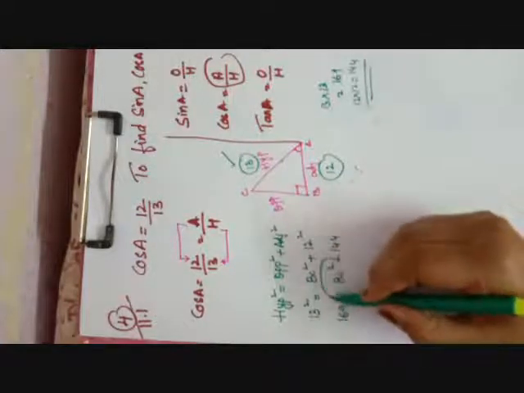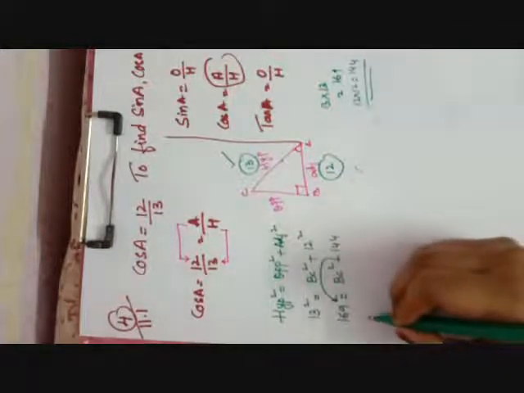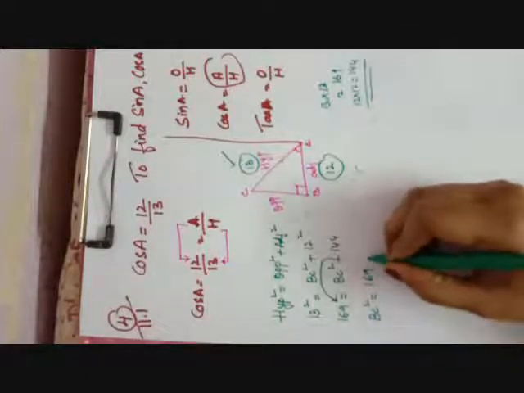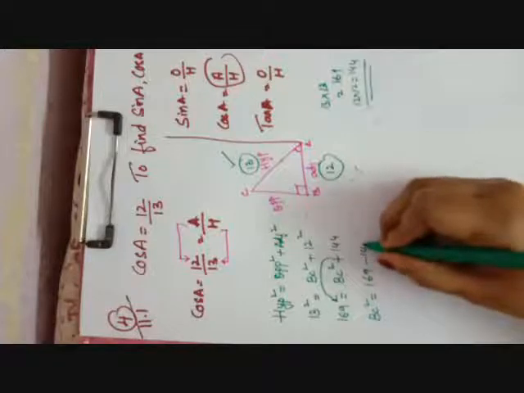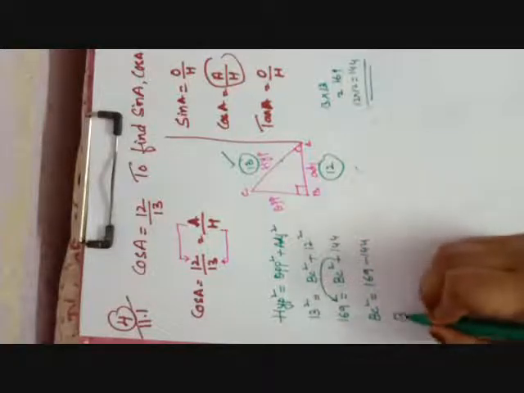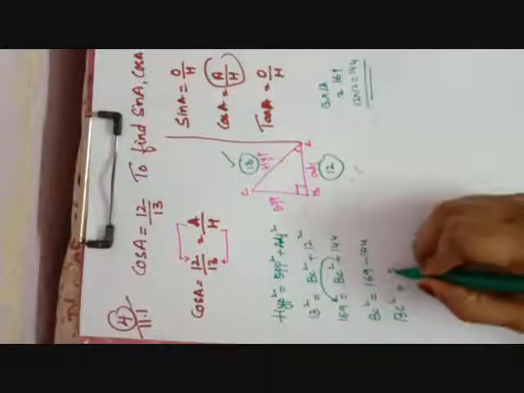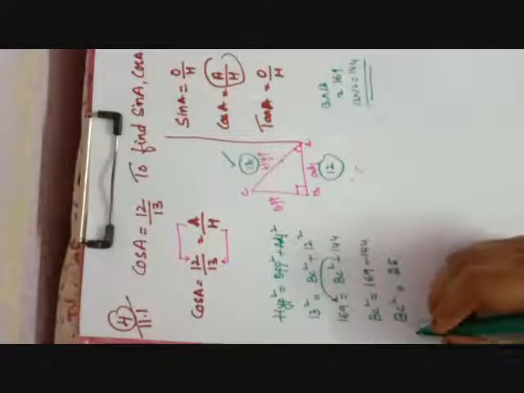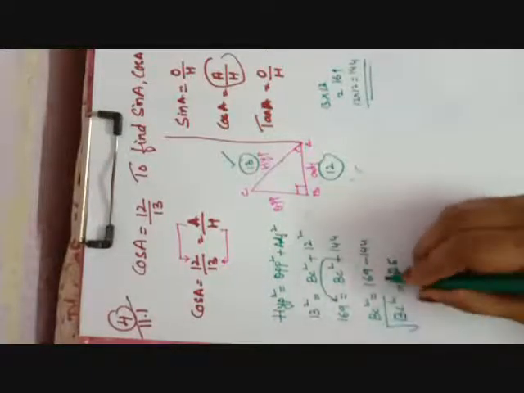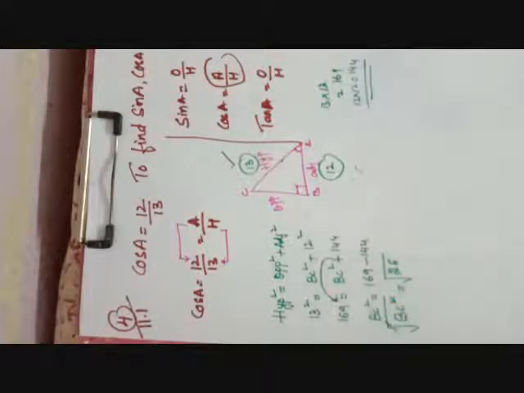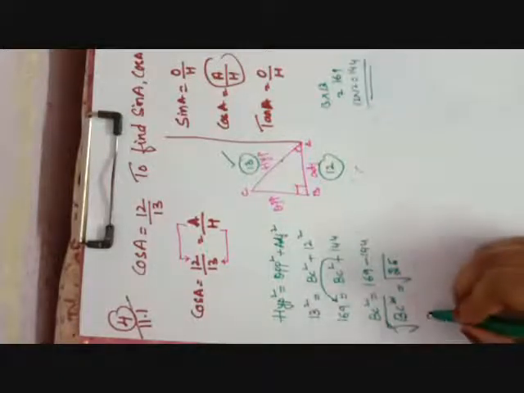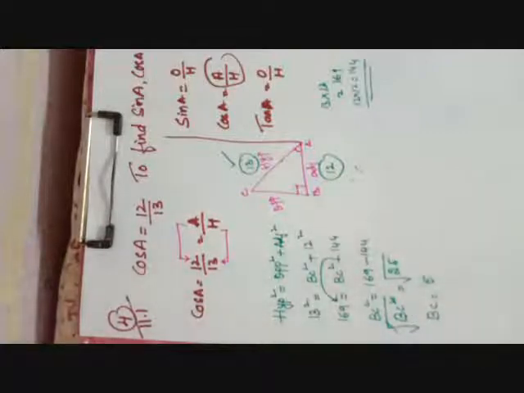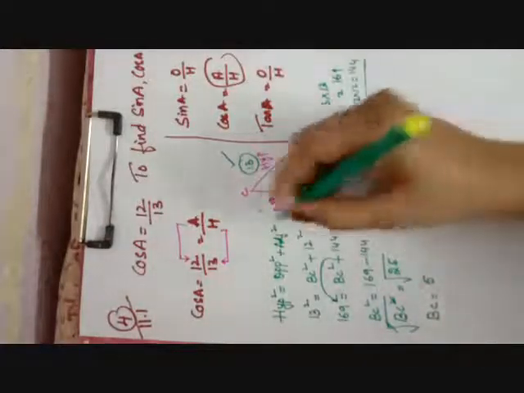Transposing, when it comes this side of is equal to, it becomes minus. So BC square is equals to 169 minus 144. So BC square is equals to 25. We just want the value of BC, not BC square. So taking root on both the side. Square and root get cancelled. BC is equals to root of 25 is 5. We got the value of BC as 5.